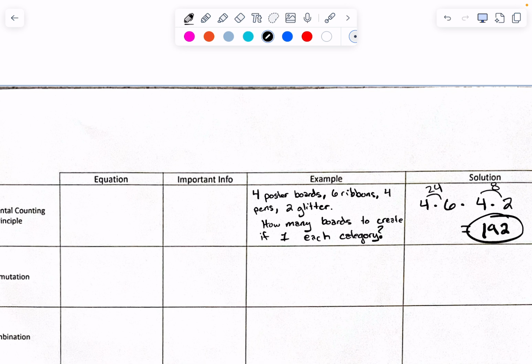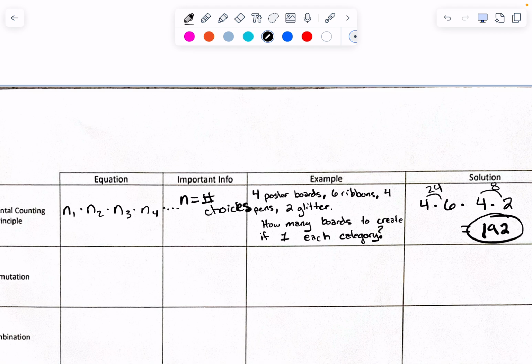What do we write as our equation? N1 times N2 times N3 times N4, and I keep going until I have all of my options, right? For important information, N is the number of options that you have. N equals the number of choices in each category, right? So 4 choices, 6 choices, 4 choices, 2 choices, whatever, right? Okay, makes sense? Fundamental counting principle. You're just counting up the options by multiplying them together.